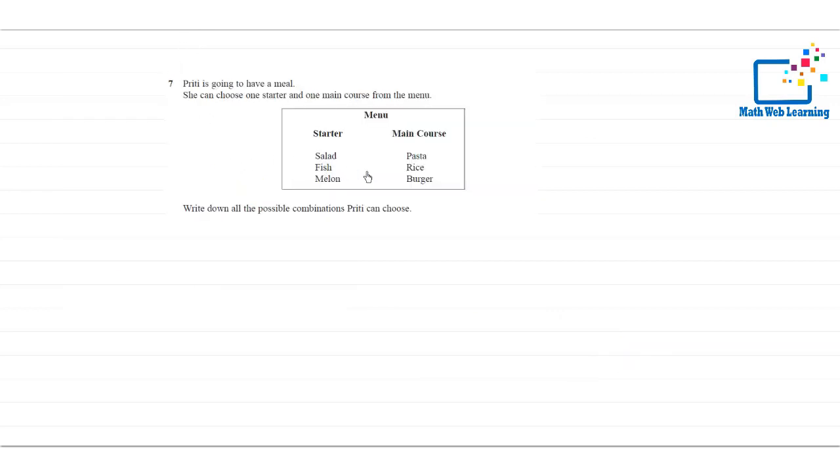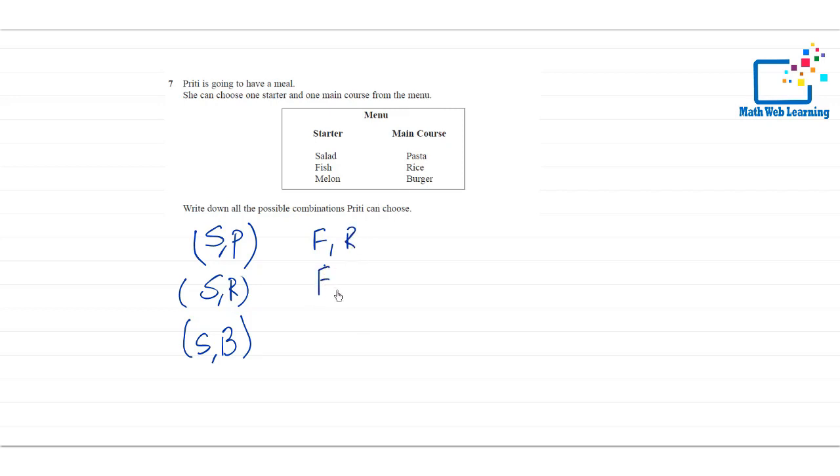Question 7 is on combinations. We've been asked to write down all the possible combinations Pretty can choose. So I'm going to use the first letter of each item to write down my combinations. So I'm going to start with salad. She can combine it with pasta, that's P. I'm going to do salad with rice, or salad with burger. Next one is fish with rice, fish with pasta.